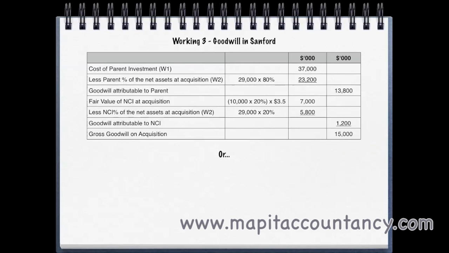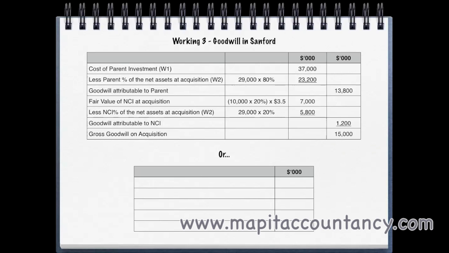So the second working is to, first of all, again, start with the cost of the parent's investment, then add on the fair value of the NCI at acquisition. Then that would give us the total value of the business. We would subtract out all of the net assets at acquisition of 29,000, and that would give us the same answer for goodwill, 15,000. Now that would seem like an easier way to do it, and I think it is.